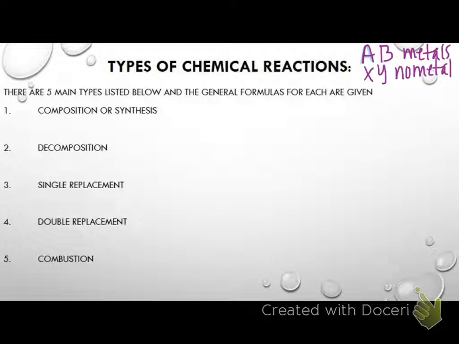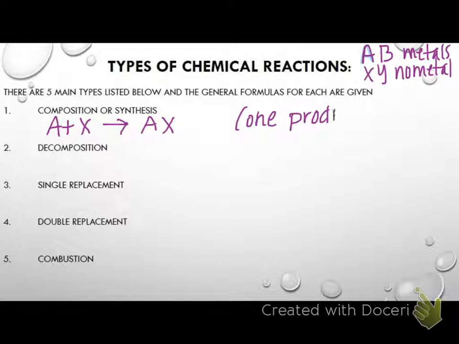So our first type is a synthesis reaction, and what we're doing in a synthesis or composition reaction, occasionally you'll see it called a combination reaction, is we're taking two simpler substances and we're creating one more complicated. So in this case we would do A plus X yields AX. So that would be a metal and a nonmetal. That's one type. We are going to recognize if something's going to be a composition or a synthesis reaction by the fact that it will only have one product when you're finished with that type of reaction.